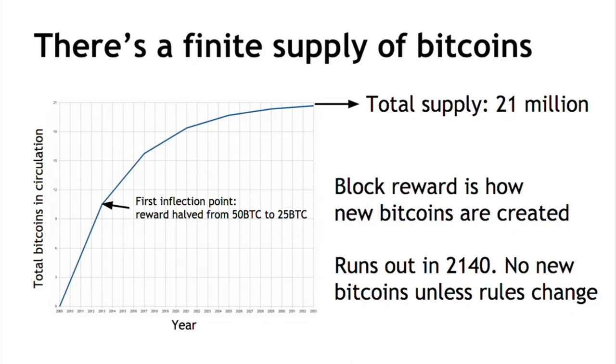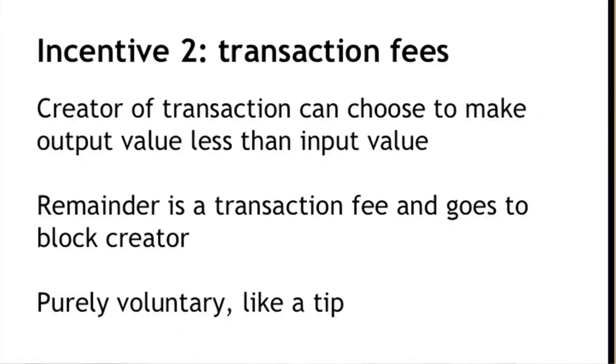There is another incentive mechanism called the transaction fee. And what is a transaction fee? The creator of any transaction, not the creator of a block, but the creator of a transaction, when Alice is paying Bob, can choose to make the output value of that coin less than the input value.